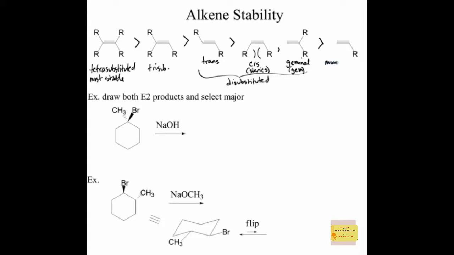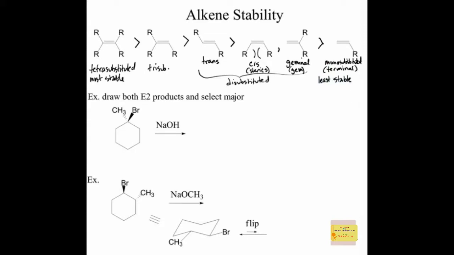We would describe that as a mono-substituted alkene. Or you could also describe it as terminal. It's called a terminal alkene because it's at the terminus. It's at the end of a carbon chain if it has just one alkyl group on it. And that's not a very good arrangement for alkyl groups as well. This is the least stable.